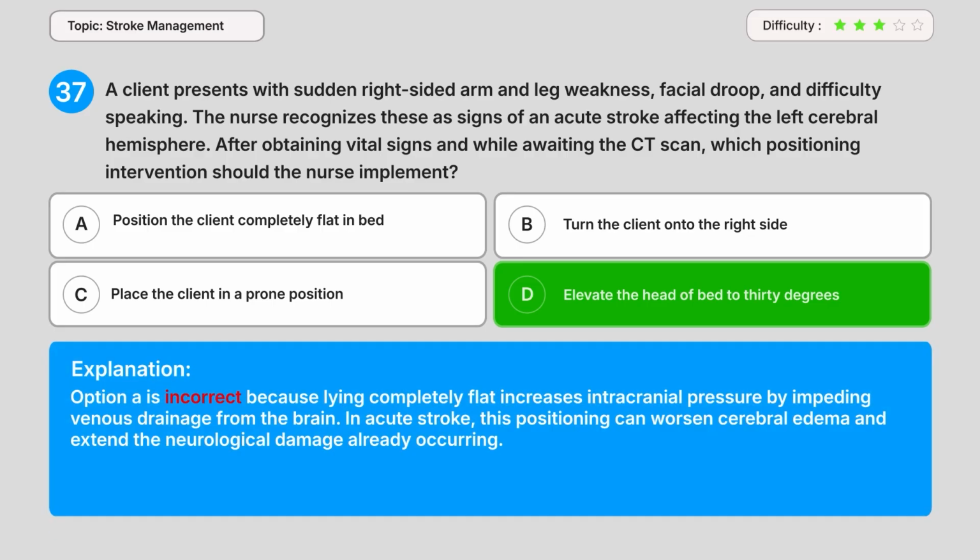Option A is incorrect because lying completely flat increases intracranial pressure by impeding venous drainage from the brain. In acute stroke, this positioning can worsen cerebral edema and extend the neurological damage already occurring.